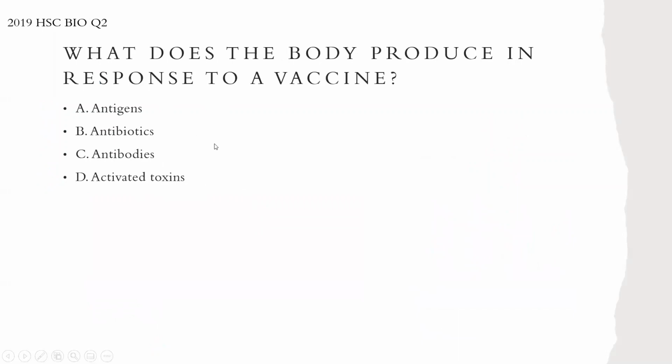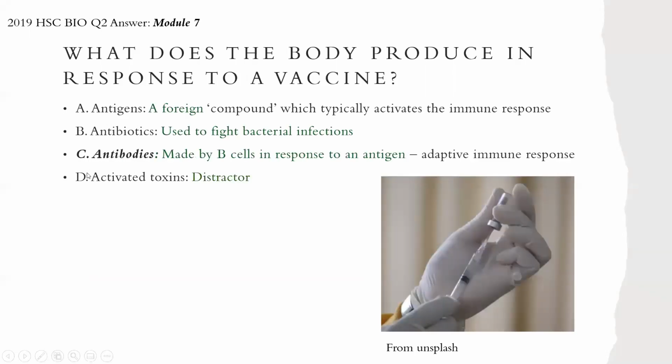So in question 2, what we're looking at is how the body responds to a vaccine. So this question is going to be identifying which of the following is a response. So the reason antibodies is the answer is because they're made by our B cells. So antigens is actually what our body is going to respond to. So they're going to be a foreign compound. And antibiotics are just a method to treat a disease. So you might give antibiotics to someone who's got a bacterial infection. It's nothing to do with vaccines.